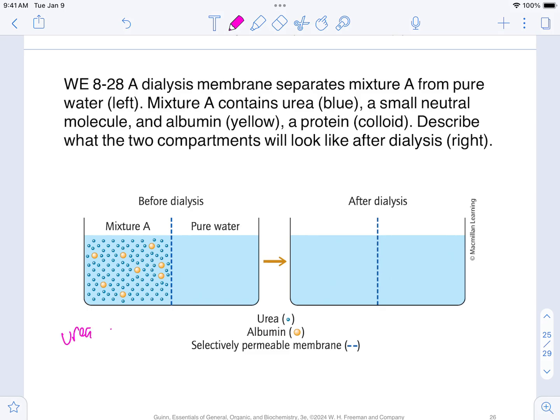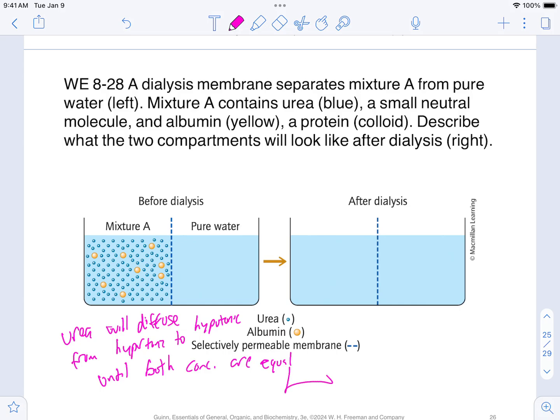So the urea will diffuse from hypertonic to hypotonic until both concentrations are equal. And then when they're both equal, we know that means they will be isotonic. So these urea molecules will go over here. Only the blue ones, though.